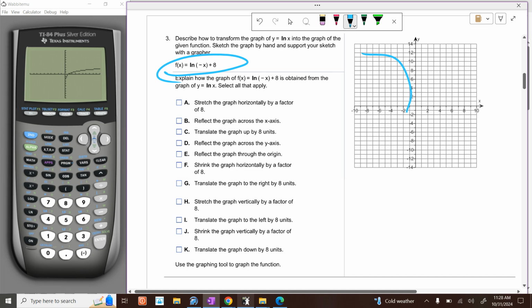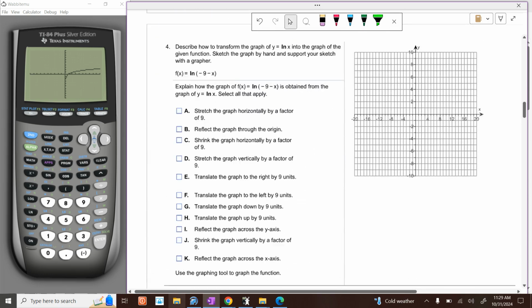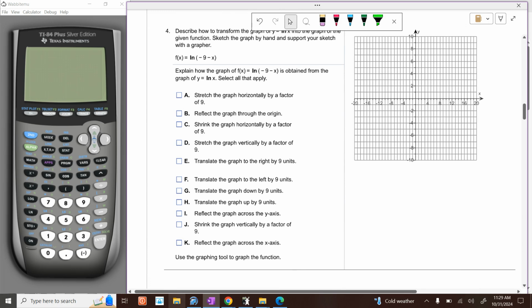So then you have to figure out which of these we check down here. Well, the minus x flips it across the y-axis. So you reflect the graph across the y-axis, which is D. The plus 8 will do what? Translate the graph up by 8 units. So it's just C and D for this one. Okay? So you'll have several problems where you have to figure out what you do.